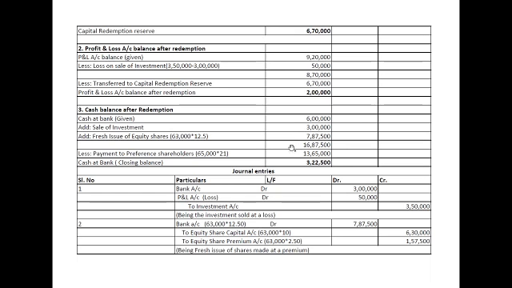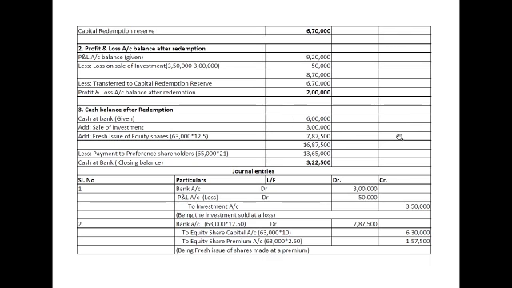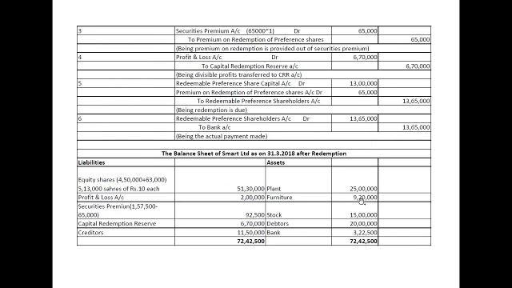Now from this amount, final settlement is made with respect to the preference shareholders. Journal entry 6 to bank account: the amount 13,65,000 should be deducted. So the final balance, cash at bank after the redemption, 3,22,500 should be shown here. Ultimately, the balance sheet will get done.